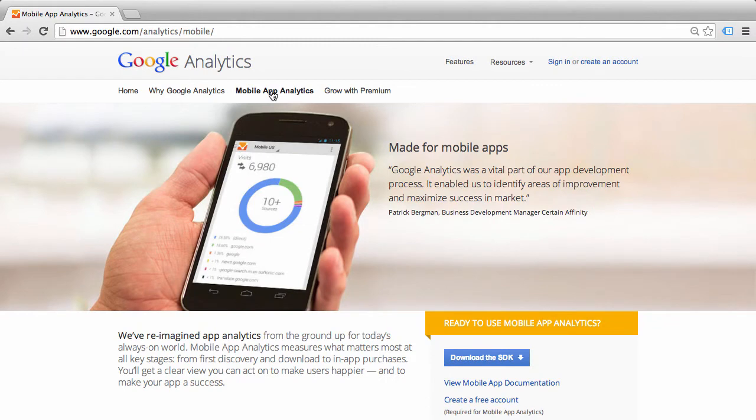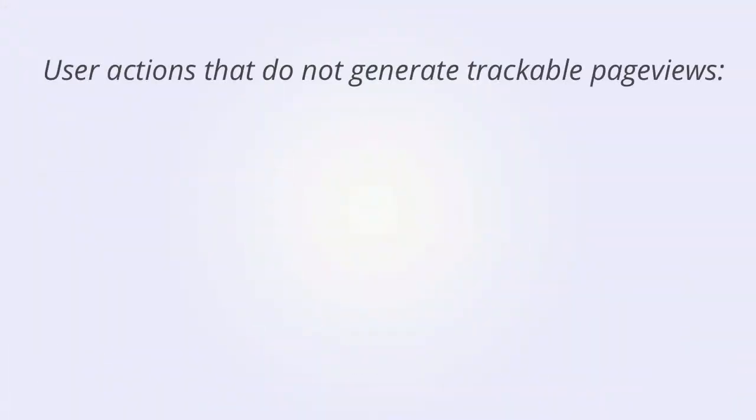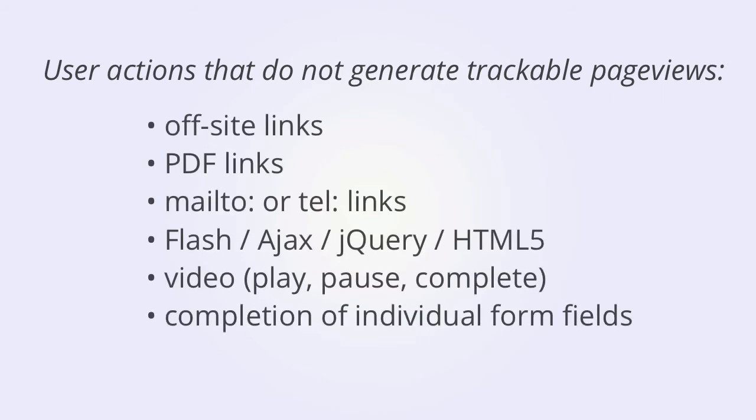However, there are many types of user interactions that don't force a new URL to appear, that don't force the page to reload, and therefore by default don't send data back to Google Analytics. What types of user actions don't generate trackable page views? Links to other websites, links to PDF documents, mailto links or tel links on smartphones, Flash or AJAX types of interactions, video, and even completion of individual form fields.